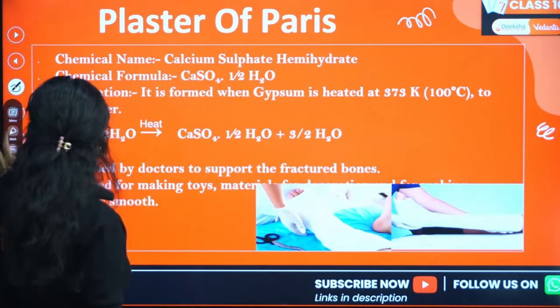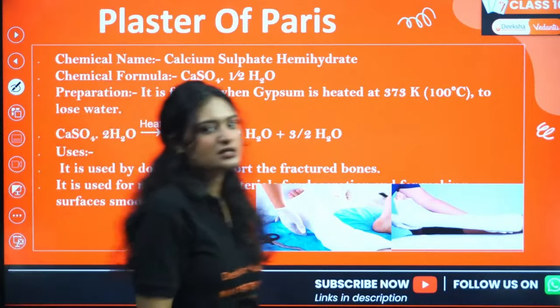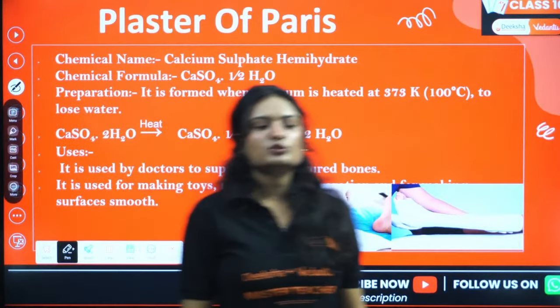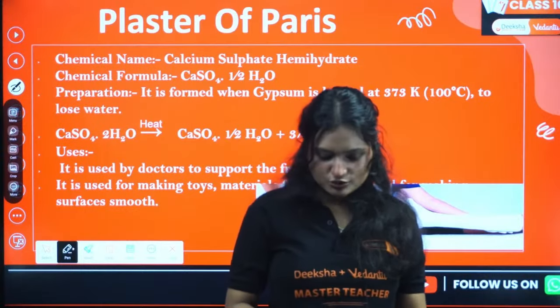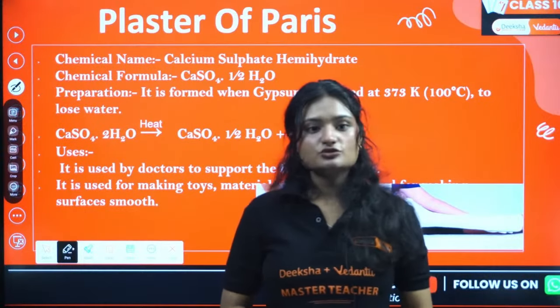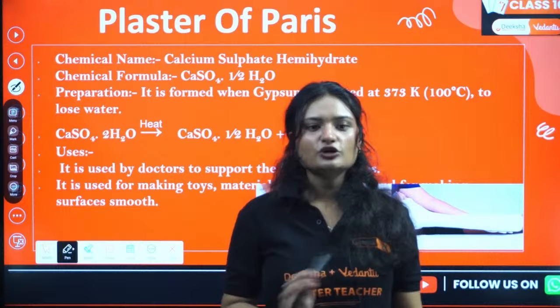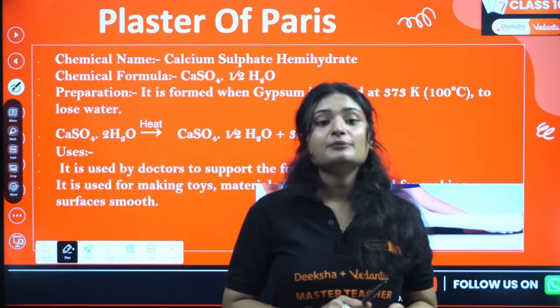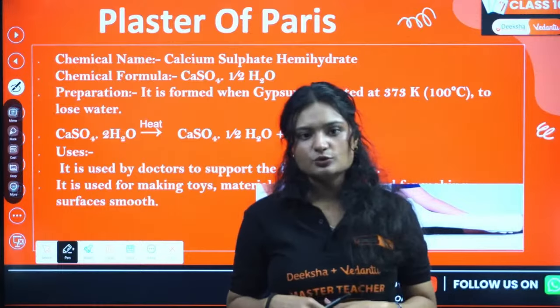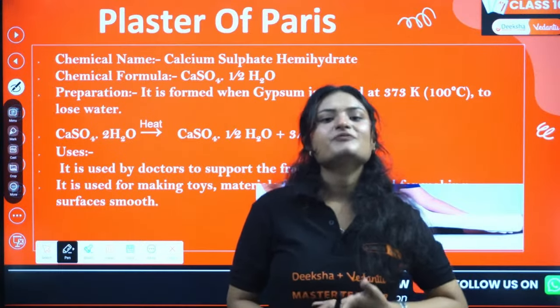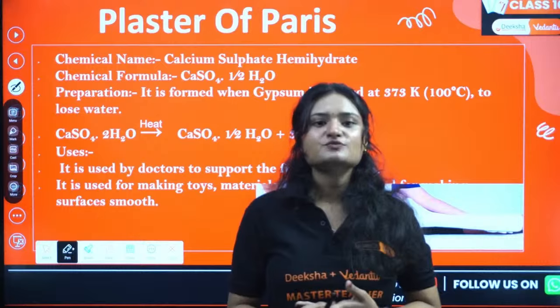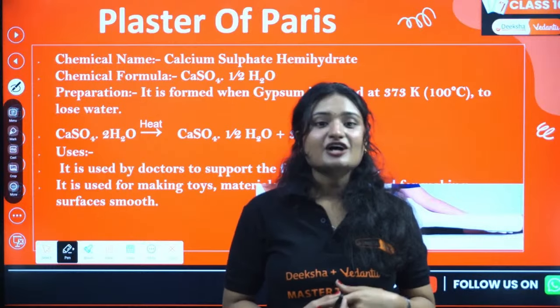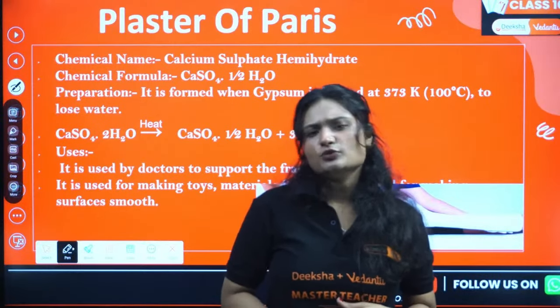Last one, I believe, is plaster of Paris. What is POP, plaster of Paris? Where is it used? The major use that we all remember is for supporting fractured bones. If you have fractured bones, you use plaster of Paris. What is plaster of Paris? Calcium sulfate hemihydrate. How do you synthesize it? From gypsum. What is gypsum?